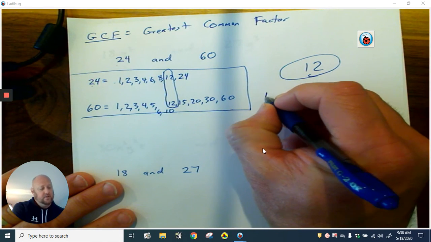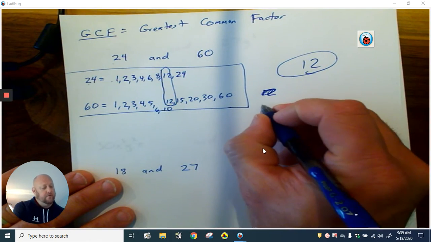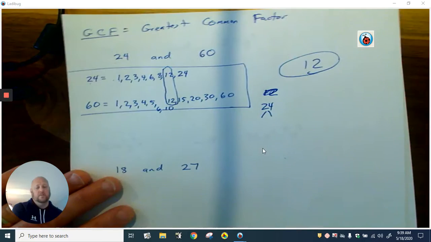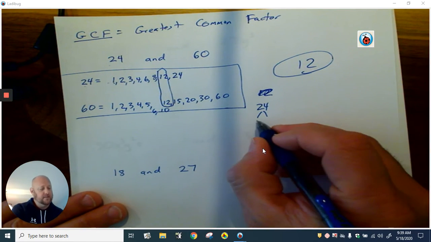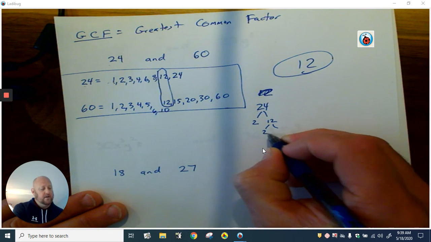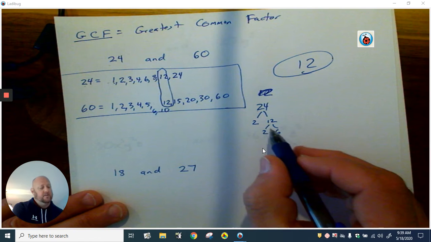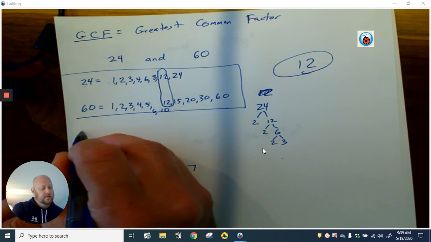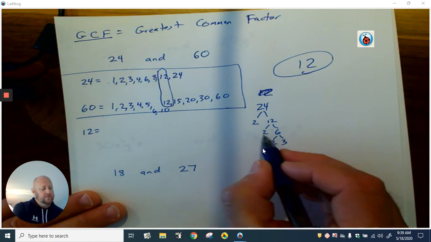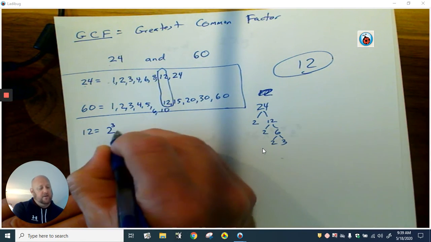So basically, you just do this. You say 24. Let's break that down. What does 24 break down into? Well, it's even, so you can divide by 2. 2 and 12. 12 you can break down into 2 and 6. 6 you can break down into 2 and 3. So 24 is the same thing as 3 2s. So you have 2 to the third, and then you have a 3.